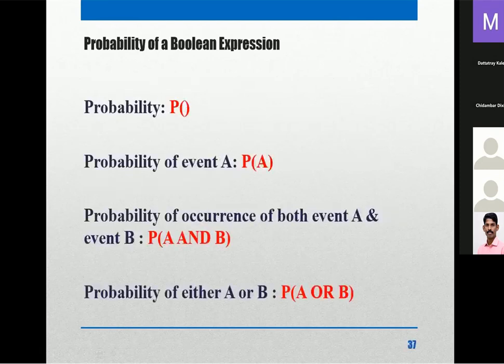So see here, probability can be explained with P in brackets. Probability of event A is P, parenthesis A. Probability of occurrence of both events A and B can be written P(A and B). We are comfortable with this. Probability of either A or B is P in parentheses. We can say P(A or B).